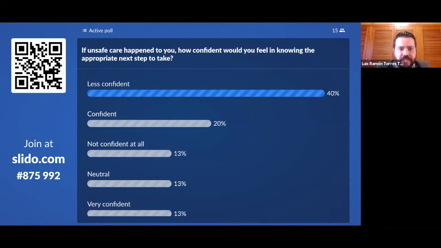Yeah, I completely agree. And finishing the question, we can see that there's a lot of less confidence, and very confident is a small percentage. And taking this into account, Collin, historically, what happens when patients point out errors and how do clinicians typically respond? I think in this case, there's sort of two parts to that.